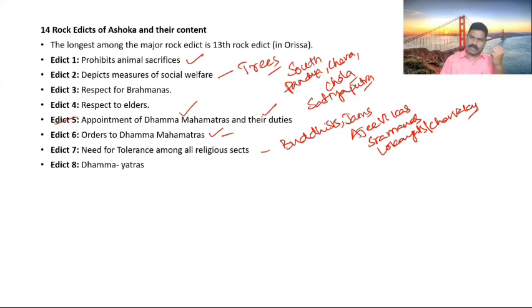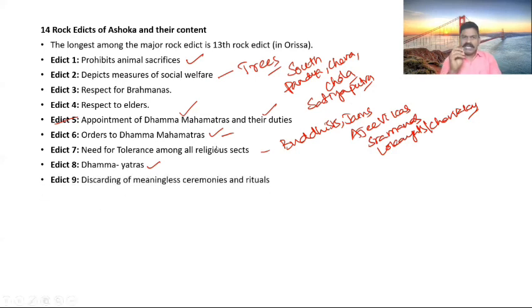The eighth major edict of Ashoka speaks about Dhamma Yatras. Ashoka used to conduct Dhamma Yatras. He himself went to the people and preached the Dhamma concept to them. After this, the ninth major edict discarded meaningless ceremonies and rituals. Ashoka said that there is no real festival for you, and that celebrating festivals by spending more and more money is an unproductive exercise.